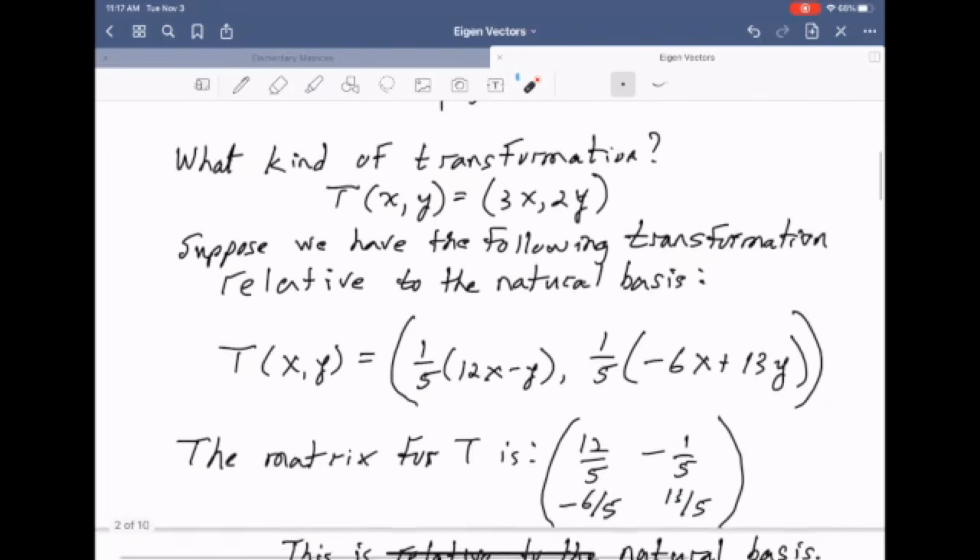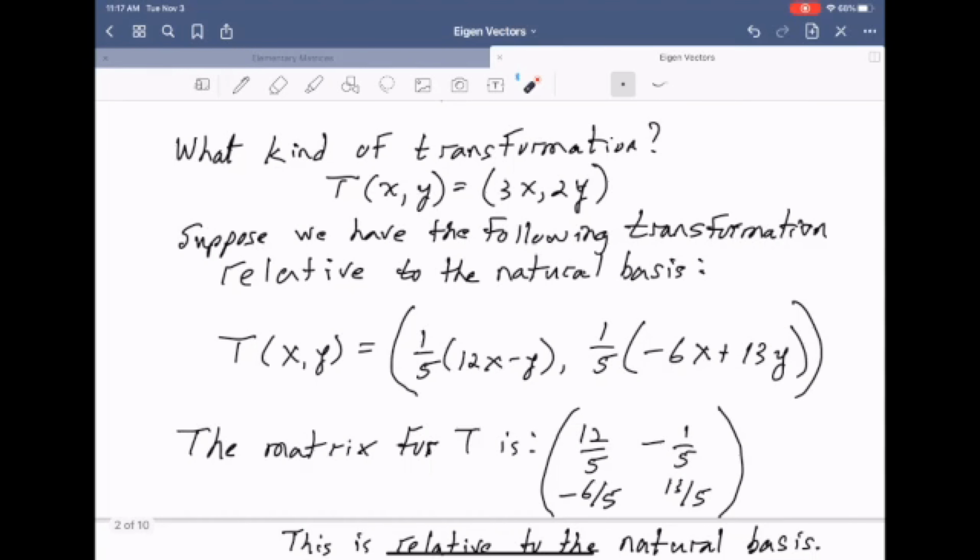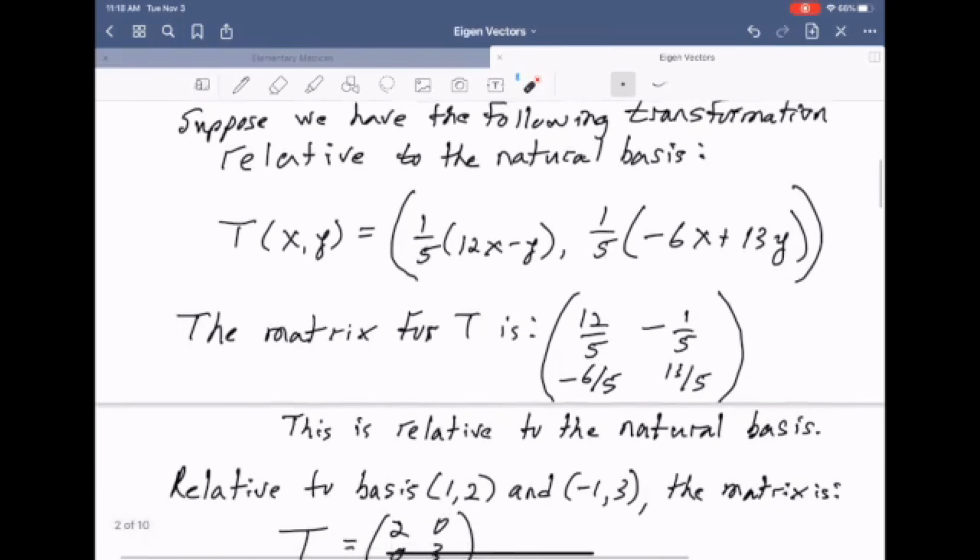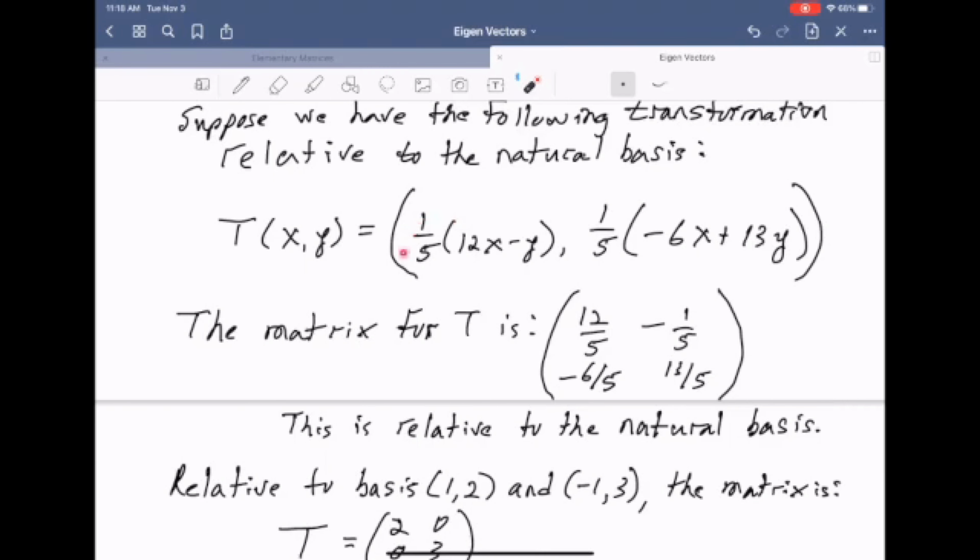Suppose that we have the following transformation relative to the natural basis. Here we have a much more complicated transformation, because it's given by an expression multiplied by 1/5, and the second component is a combination of x and y, just like the first component. The matrix for T is given by 12/5, -1/5 in the first row, and -6/5, 13/5 in the second.